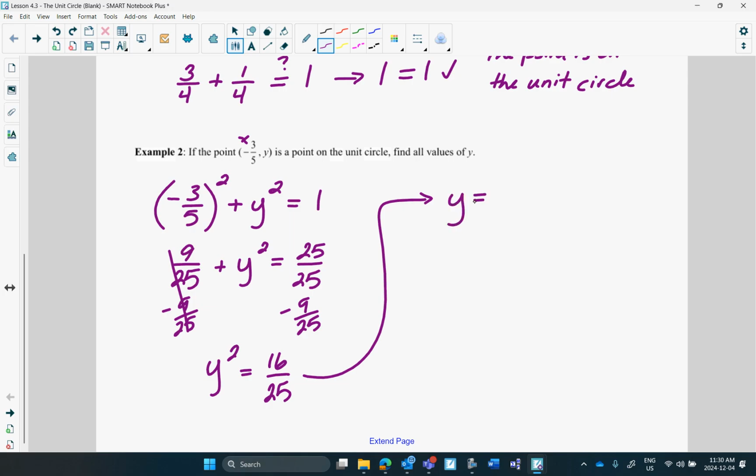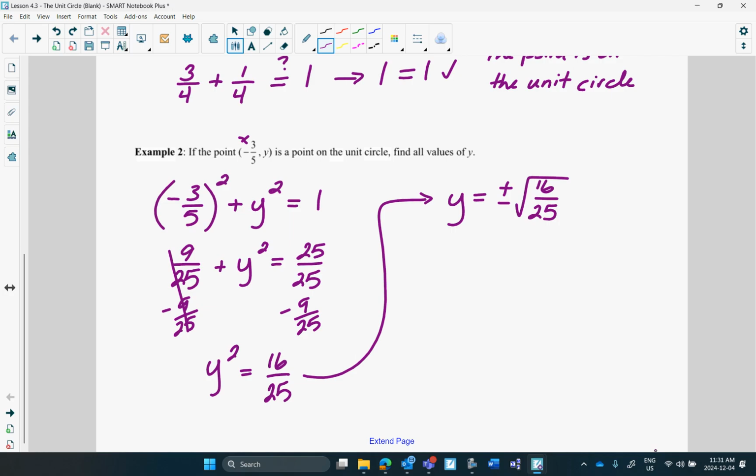So y is equal to... does anybody... okay, I heard square root. It works out to 4 over 5, but that's not the only answer. Remember, when you solve an equation like this, you have to take the positive and negative square root of 16 over 25, not just the positive.